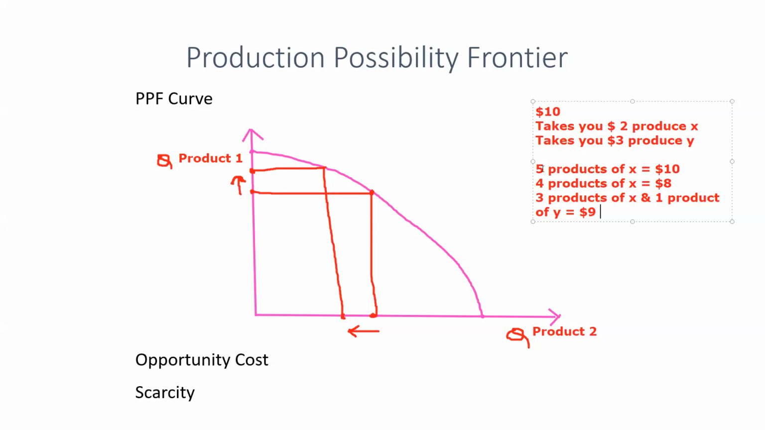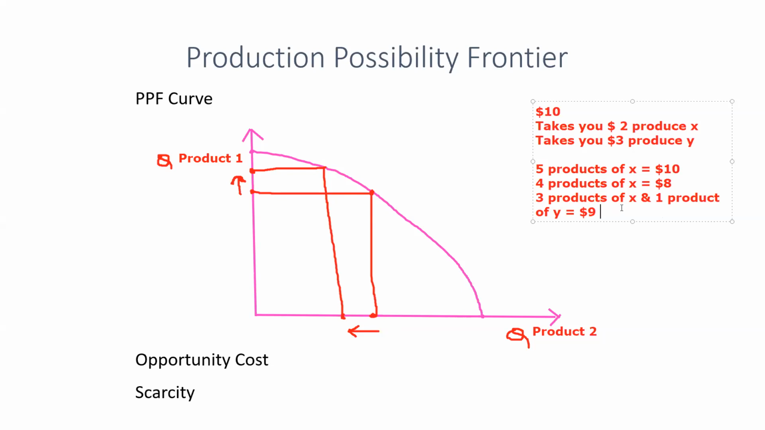So what we see is if you're producing 5 of X, then you cannot produce Y. You don't have enough money. To produce something of Y, you need to reduce your production of X. Literally means to increase the production of one, you need to decrease the production of the other one.